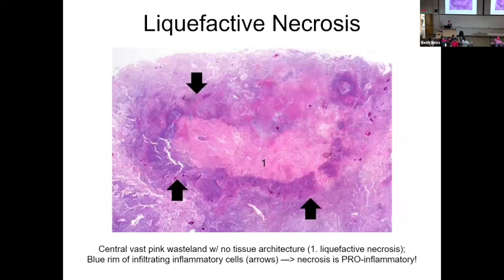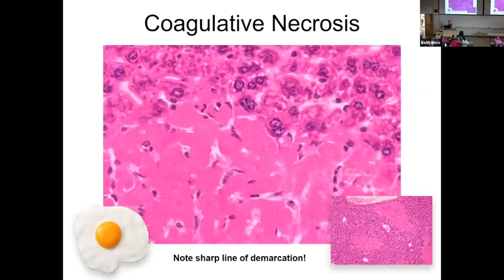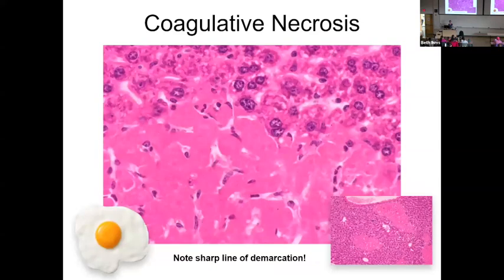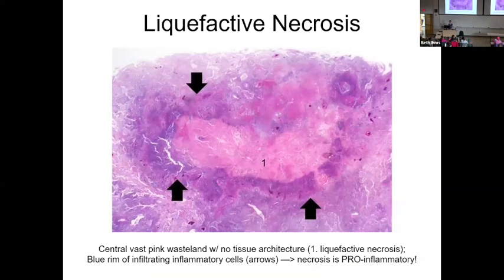Okay, so histo. Remember with coagulative, we have a really sharp line of demarcation. You notice there's no inflammation here. There's no red rim yet, it's too early. We're so acute that we have beat the inflammatory cells. They are not here yet in coagulative. No inflammation yet. In liquefactive, for sure there is inflammation.